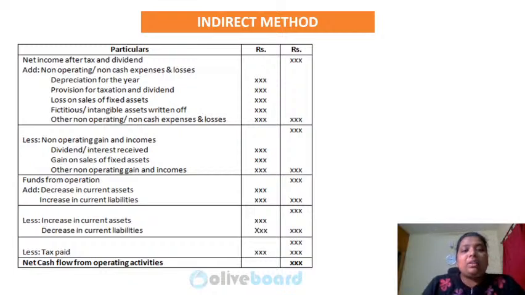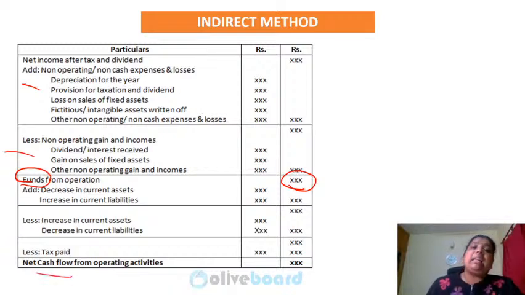Right now, coming back to operational activity. First we will be adjusting. I hope we saw the first two tabs in the last class. Once you do these adjustments, you will arrive at funds from operation. Why is it called funds from operation and not cash flow from operation? Because I still need to adjust for my working capital changes.